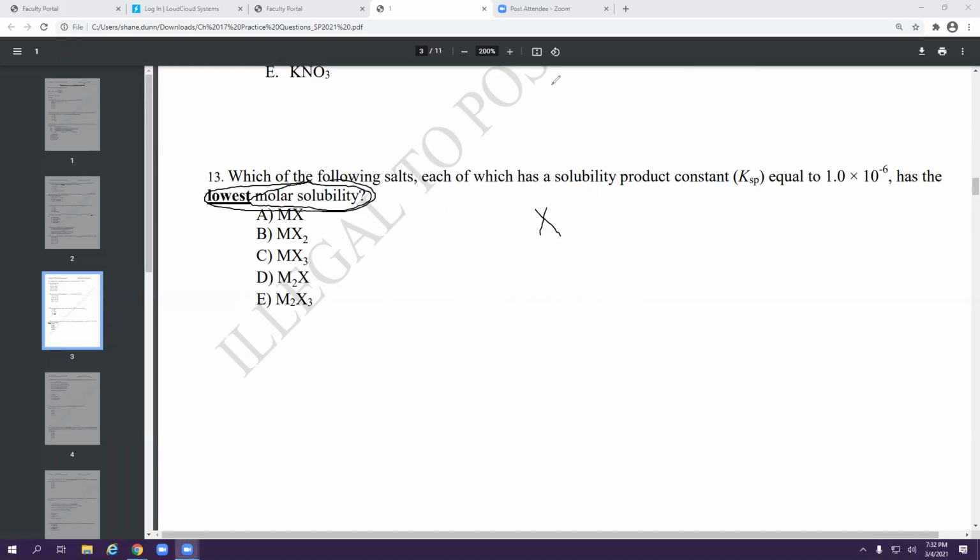Let's do red for A. If those things break apart in water, what is formed? I have an M value and an X value, one of each, right? So it's going to be X times X theoretically, correct? X squared is equal to that. See the square root of that? You can plug that in if you want to. Not going to be very high, right? What about B? Let's do, I don't know, purple.